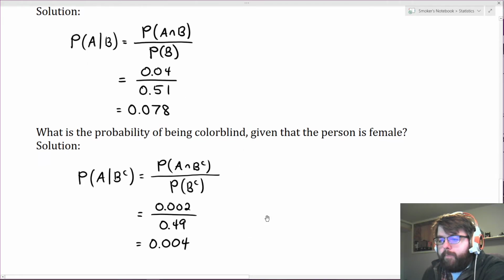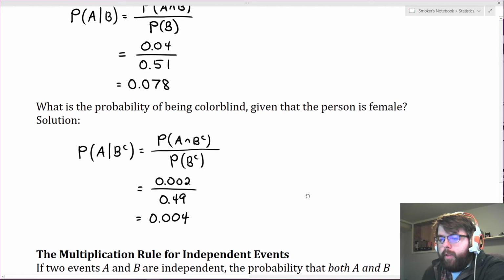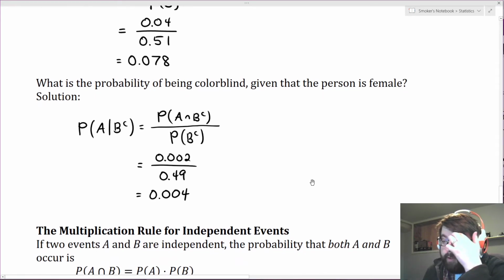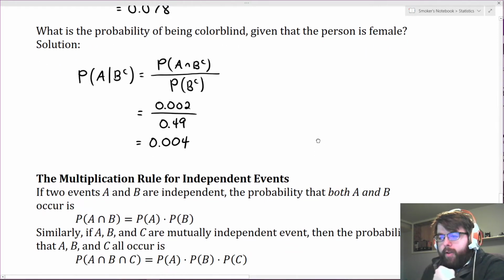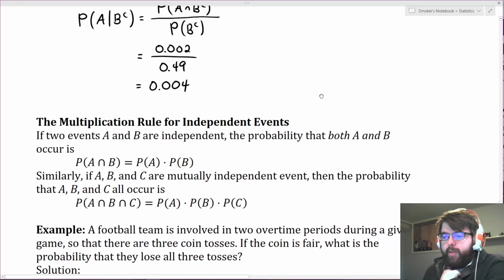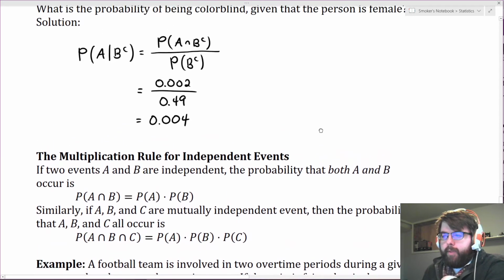Hopefully that makes sense, how those events work. So one more thing here. Oh, there's another example. Sorry about that. I thought we were closer to the end than we were.